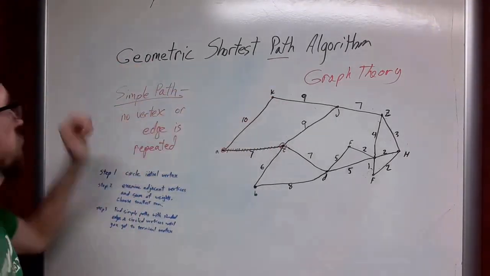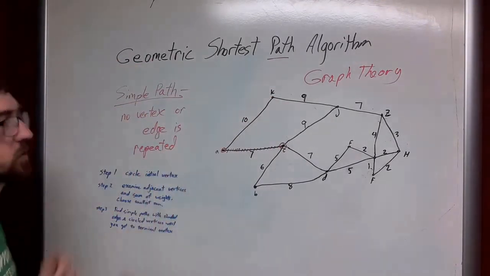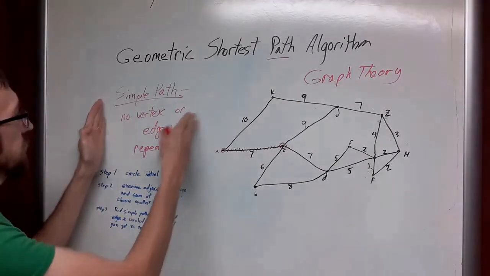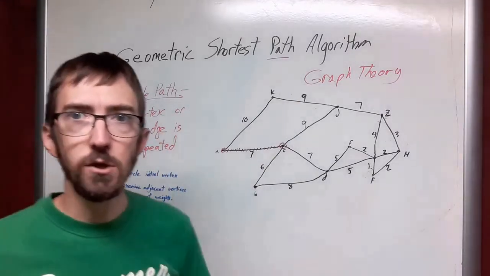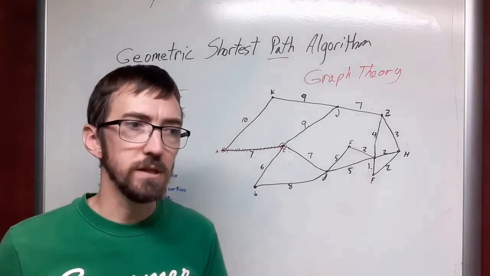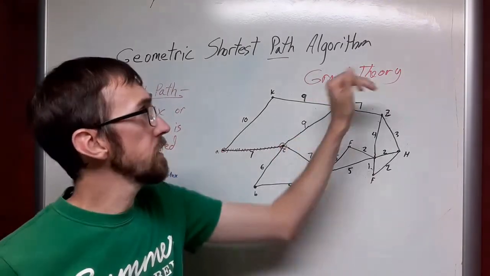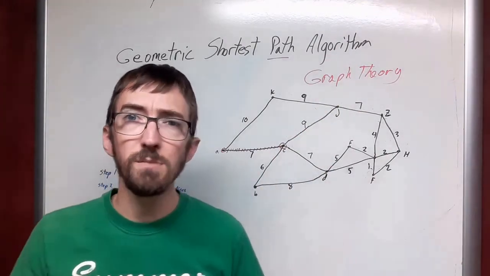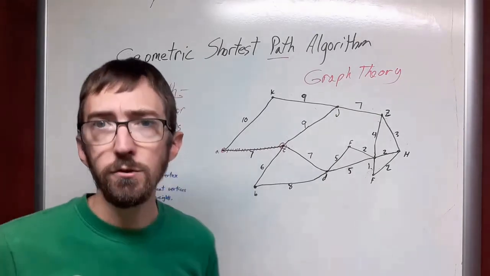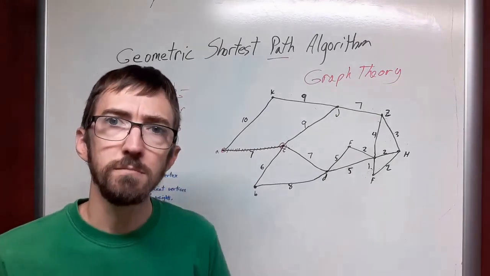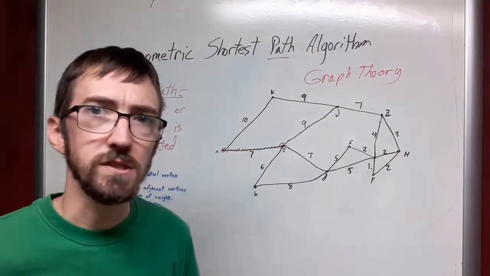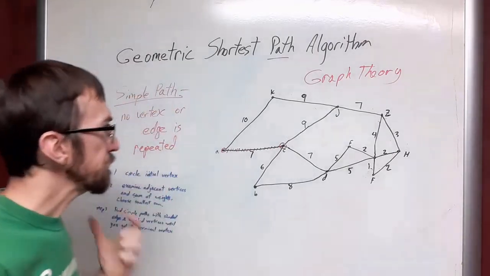Path in graph theory, we're specifically looking for a simple path, and that is that no vertex and no edge is going to be repeated in this. Being that this is not an efficient algorithm, there's some things that we're going to throw away after we've gone through the entire algorithm to actually see what our final solution is. So we need to keep that in mind.